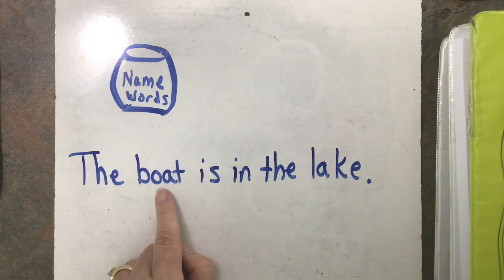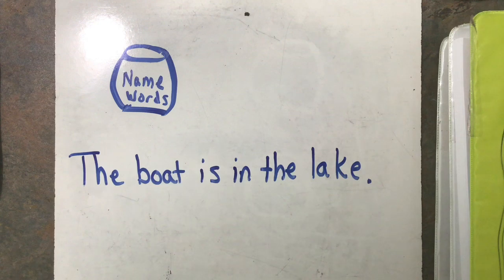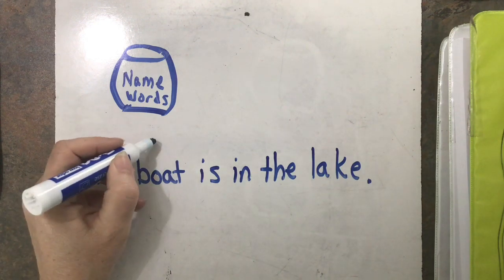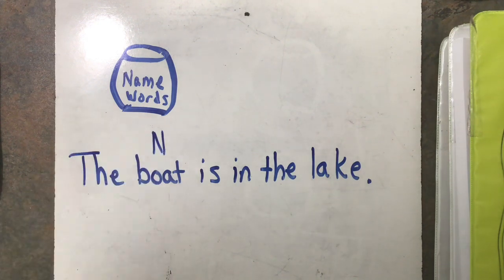How about this one? Is that the name of a thing? Yes, that is the name of a thing. We're going to mark it with a capital N for name word, just like that. We're putting an N above the top of all of our name words.